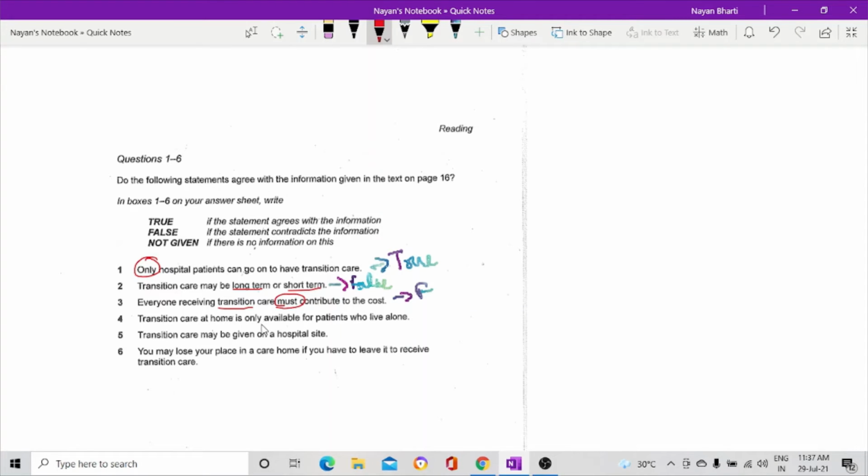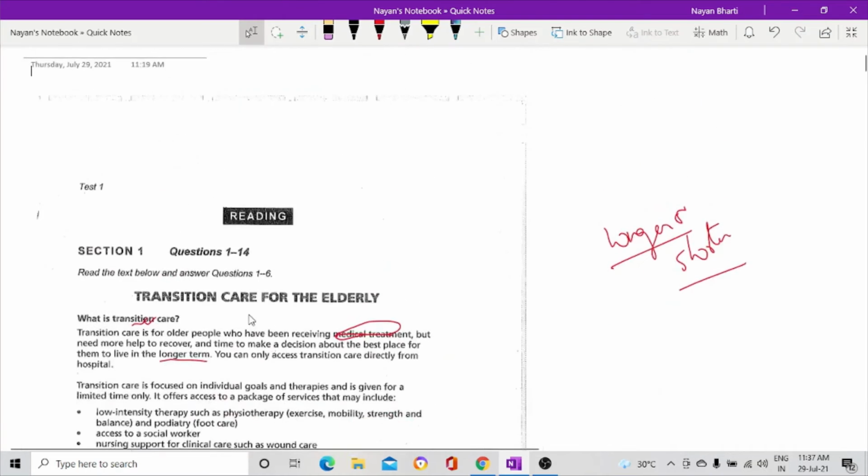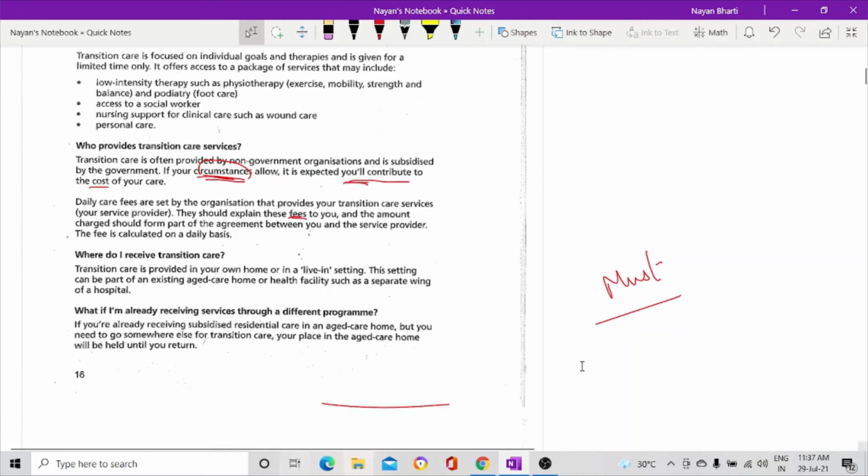Transition care at home is only available for patients who live alone. Again, they are saying at home you can take the facility only if the patient is living at home alone. Let's see in the paragraph what they are saying about this. About the home facility, basically we have to find transition care where. So headings also play an important role. Where means they will be telling where you can take this thing, right? Provided in your own home or in a living setting. This setting can be part of an existing aged care home or health facility.